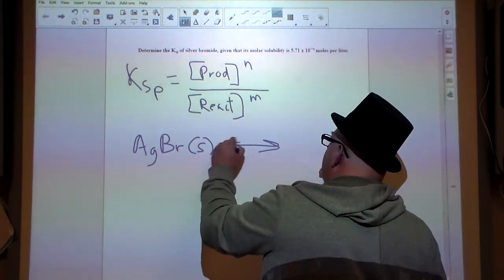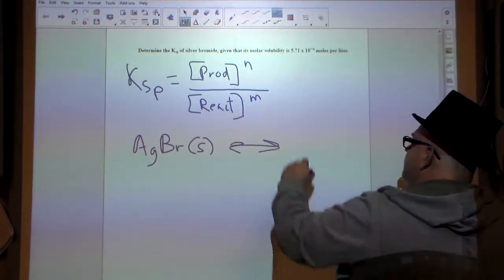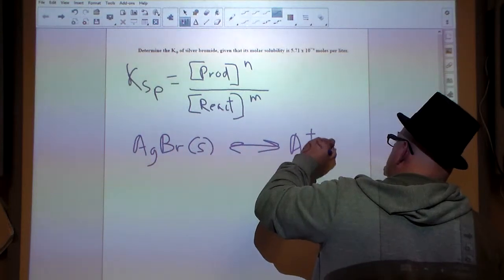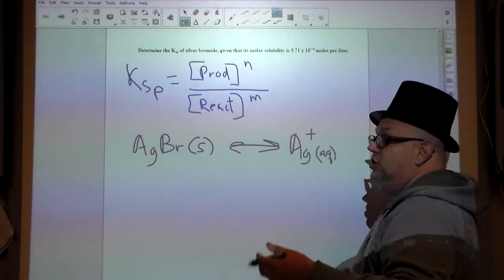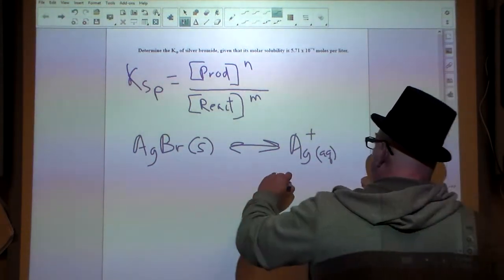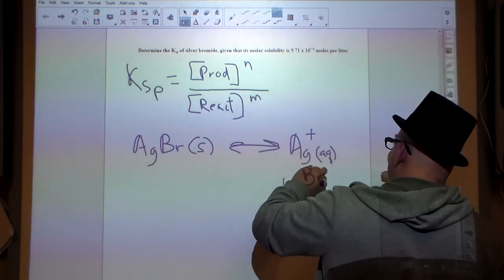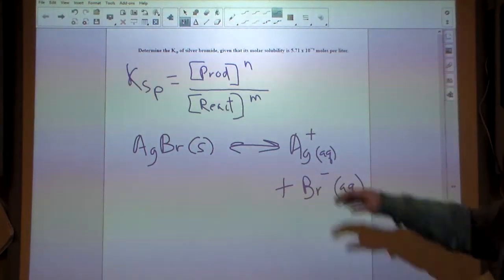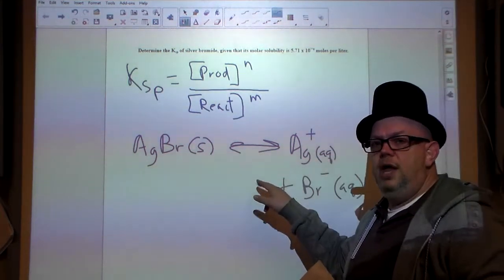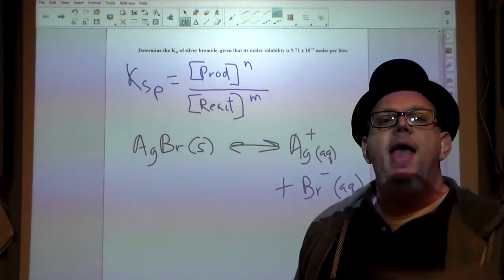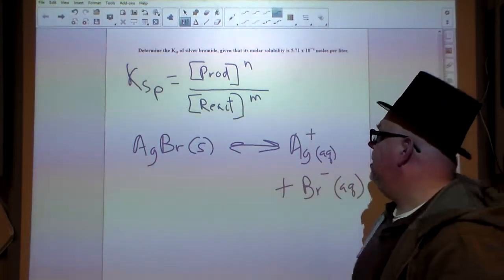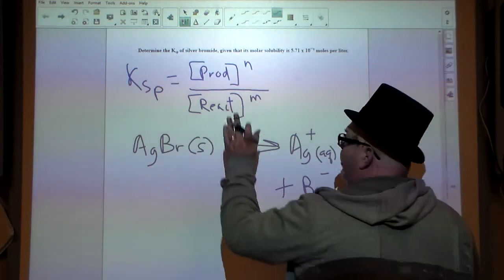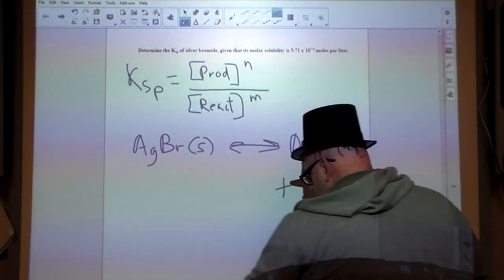Now, it does go back and forth, and it gives us Ag plus in aqueous solution, which means it's in a liquid solution, and plus Br minus, that is also in aqueous solution. So that's the first thing we want to do. We want to look at the reaction and see how it breaks up. How does it dissolve? That is important because when we look at the KSP, we have to take into account what's our reactant and what's our product.